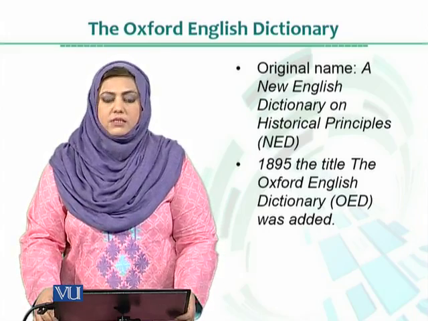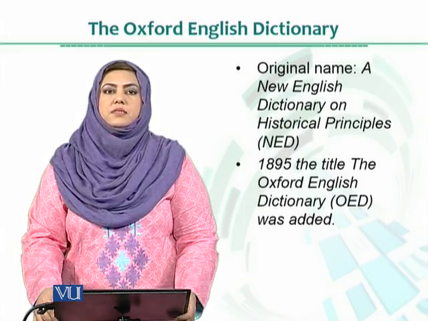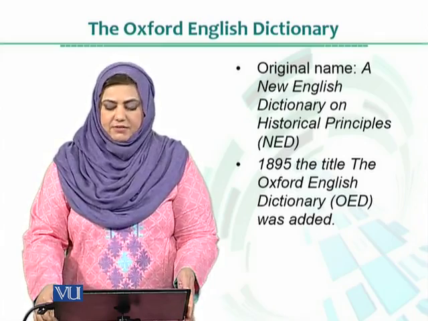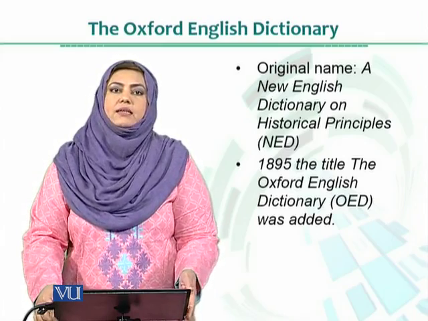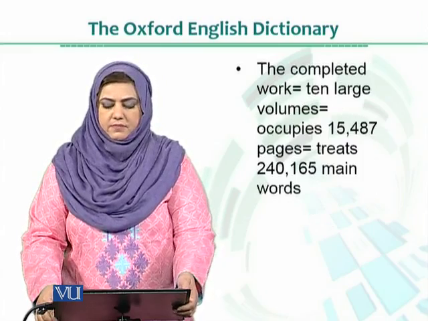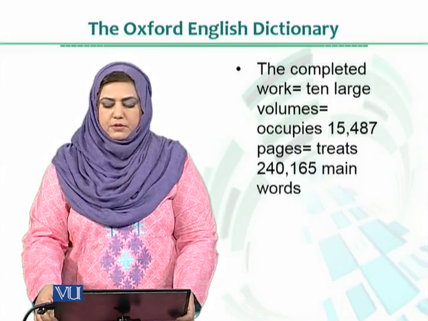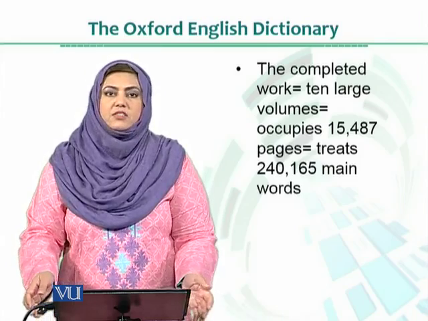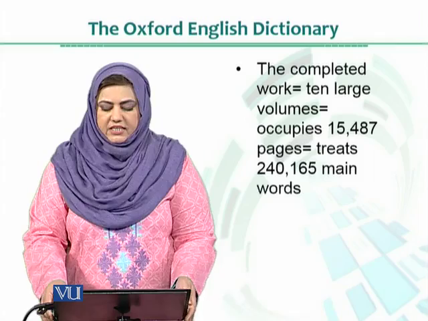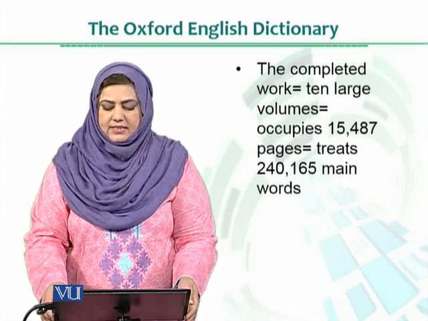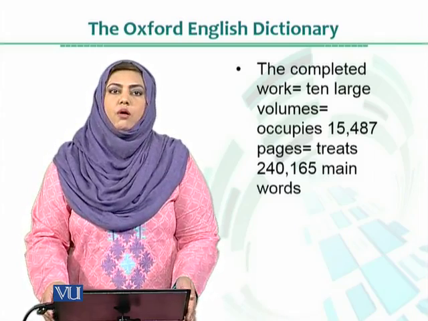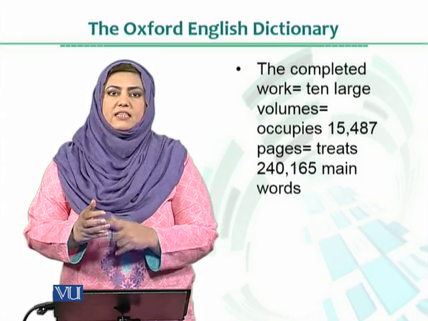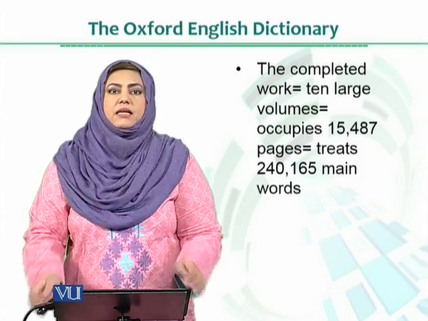The original name that was given to it was A New English Dictionary on Historical Principles. It was later, in 1895, that the title was revised, and the Oxford Dictionary was added as a title that continues to date. The completed work was a huge piece of work with 10 large volumes that occupied 15,487 pages. Imagine the size of the work. And it treats 240,165 main words, with all their details: the word, its root, its varied varieties that could be used, its past, its present, its grammar, its spelling, everything.